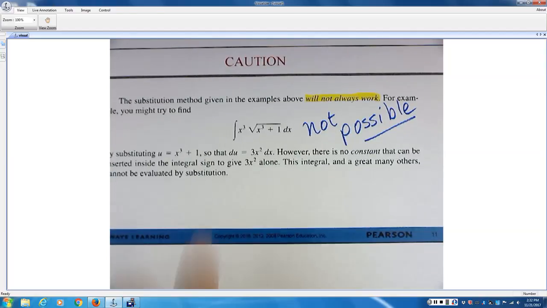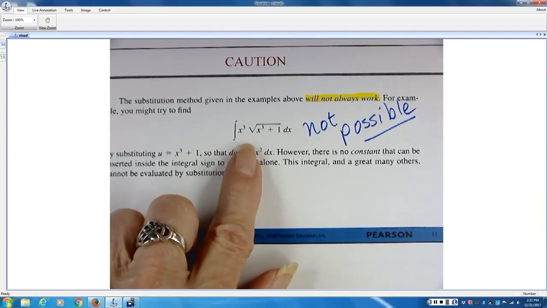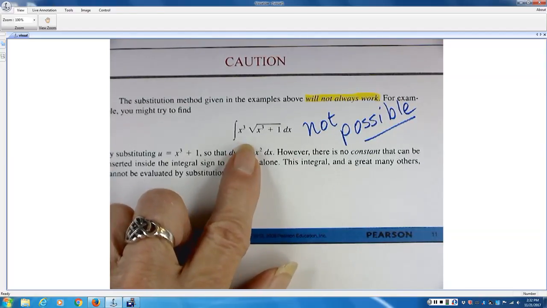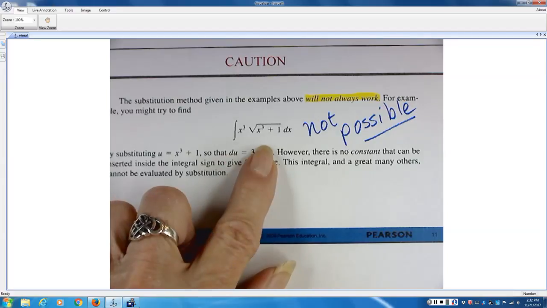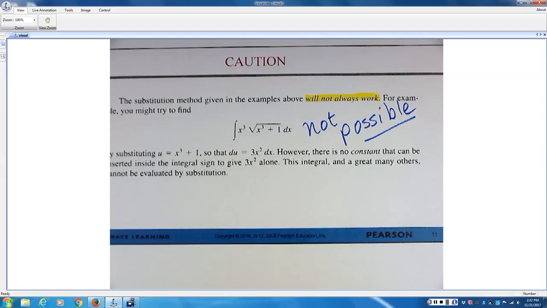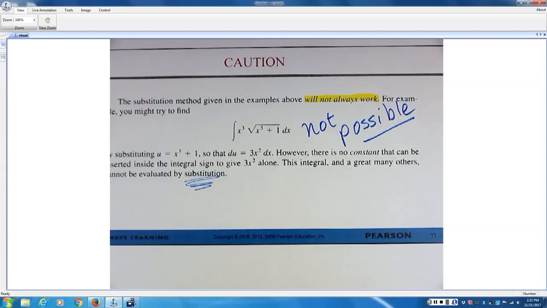Now, the truth of the matter is you can integrate that, but we're not going to do it because we're not going to get into the more advanced techniques of calculus that you would need to be able to do it. But you can't do it by substitution. That's the point. You cannot do it by substitution. It requires a method that we're not going to learn. So I'm not telling you it can't be done, only that you can't do it with the tools you've got. Okay?